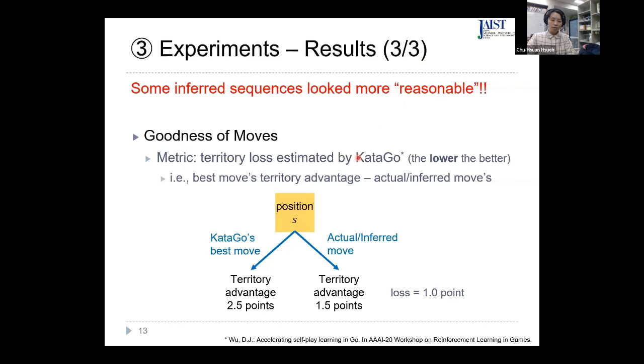We use KataGo to evaluate each move. KataGo, given a position, will give us the best move and evaluate its territory advantage. We also let KataGo evaluate the actual or inferred move's territory advantage. Then we calculate the difference to get the loss of the actual or inferred moves. The lower the loss, the better.